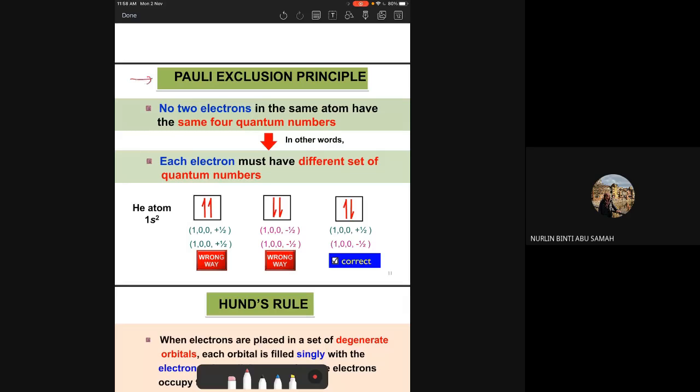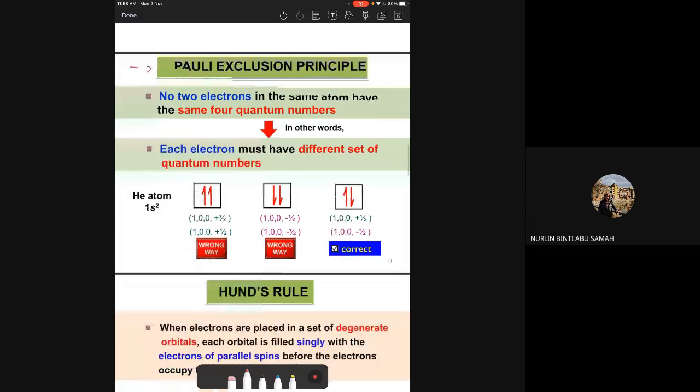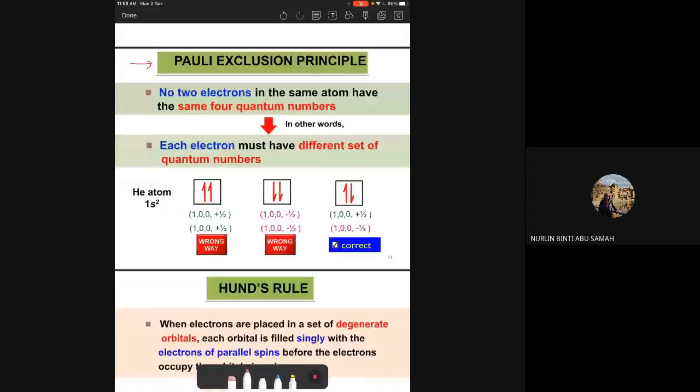Okay. So in this case, like for helium atom, helium ada 2 elektron kan? So the way you write the electron dalam orbital diagram, so this is wrong sebab dia dua-dua pada arah yang sama. Okay. So dia kena plus minus. Yang ni dua-dua bawah pun salah. So the correct way is this one. Macam yang saya ajar tadi. Dia ada plus dan negatif 1/2.